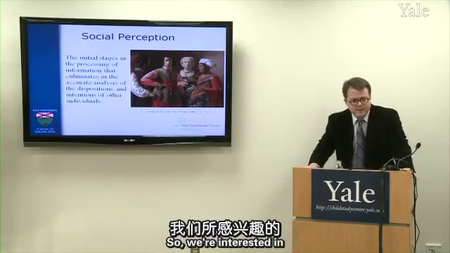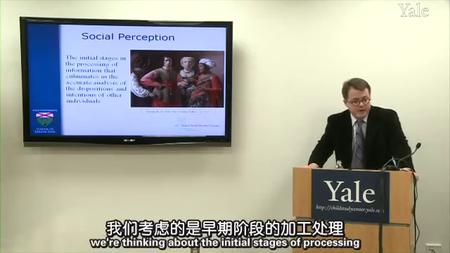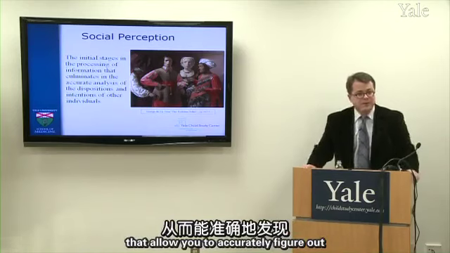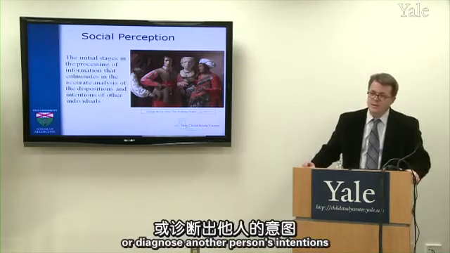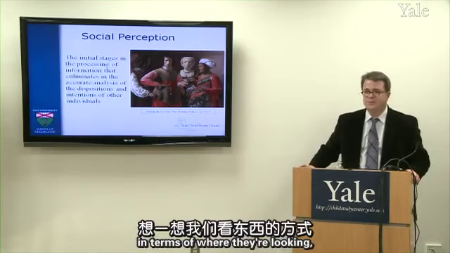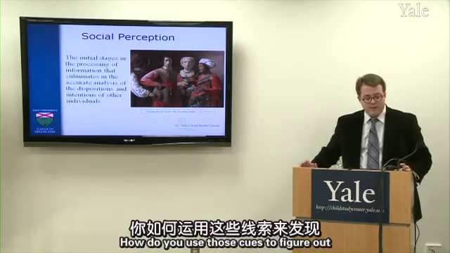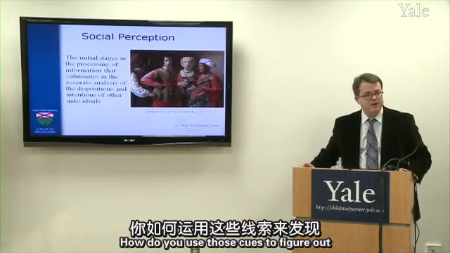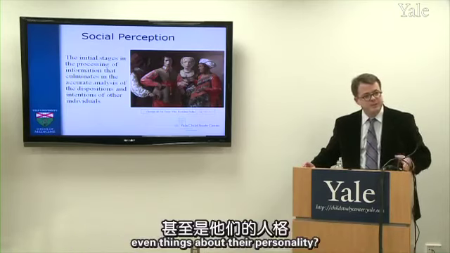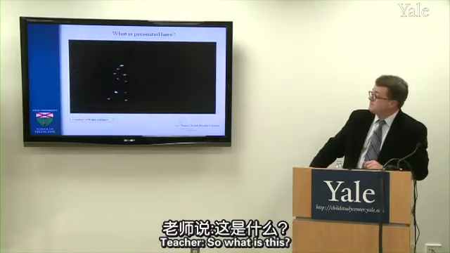So we're interested in this construct of social perception in the lab. If you have to define this, you're thinking about the initial stages of processing that allow you to accurately figure out or diagnose another person's intentions on the basis of their actions. So think about biological motion in terms of where they're looking, the ways in which they're walking, etc. How you use those cues to figure out someone's intentions, and also something about their psychological dispositions, even things about their personality.